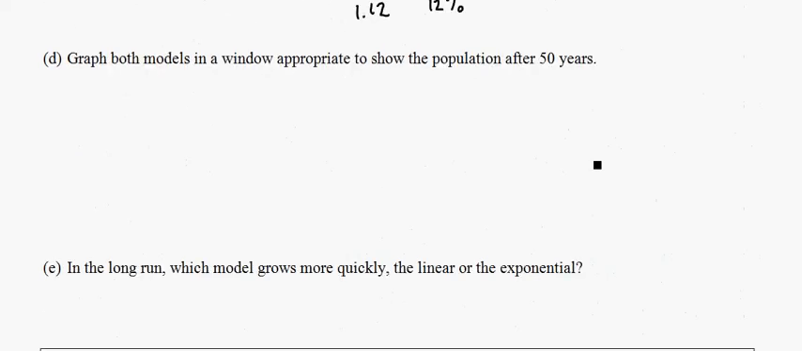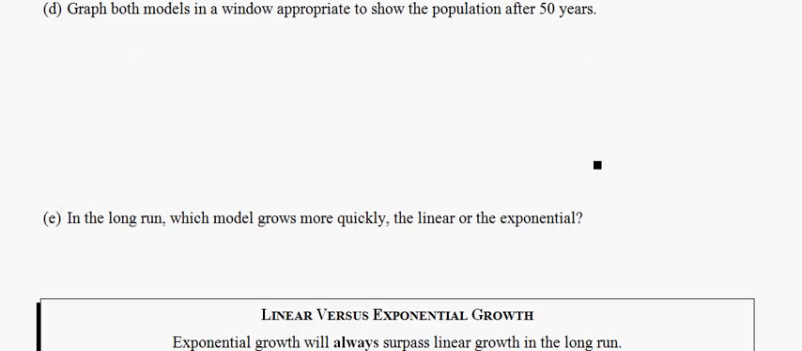Now, letter D says graph both models in a window appropriate to show the population after 50 years. Okay, this could be a little bit tricky, and you're going to do it on your calculator, but you're going to have to think about a Y window and what would appropriately show both models. So why don't you pause the video and take as much time as you need to try to create that graph. Then draw a good sketch of it. Try to draw something that really conveys a proper picture, and then we'll go through it on the graphing calculator.